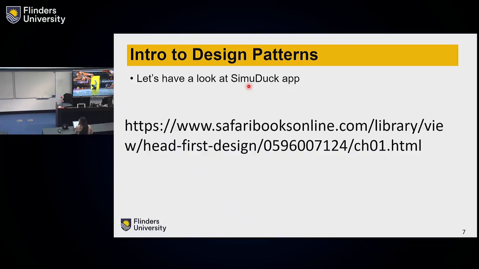But those ducks would have different features. Duck A would be different from duck B, which will be different from duck C, and duck D. So how can we design for this? We have a duck class, but for creating all those ducks, how should we proceed? What language feature should we employ so that we can create ducks of different types?